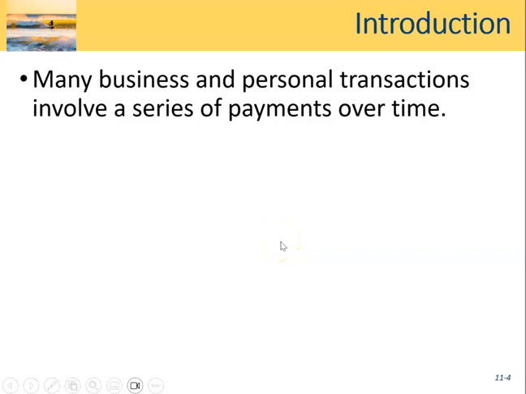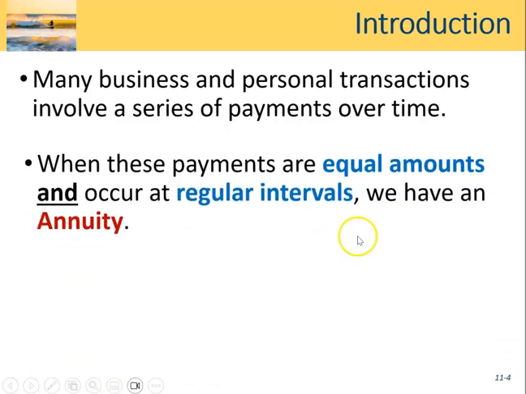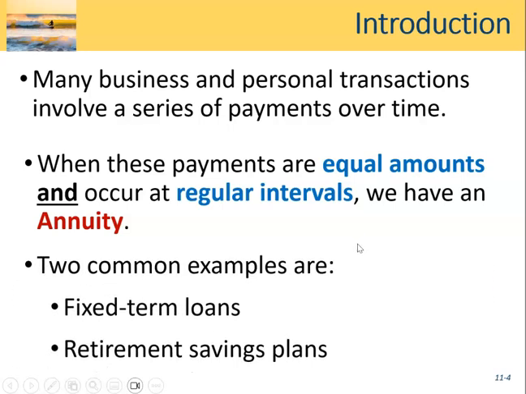Then on the other side, say for example, if you make contributions to an RRSP, a Registered Retirement Savings Plan, it's the same thing. You're making a series of payments over time. And an ordinary annuity indicates that it's the same payment, equal payments over the time period. So when these payments are equal amounts and occur at a regular interval, that's what makes it an annuity.